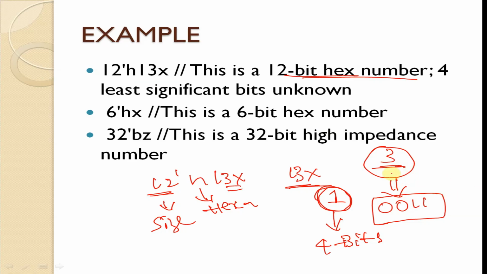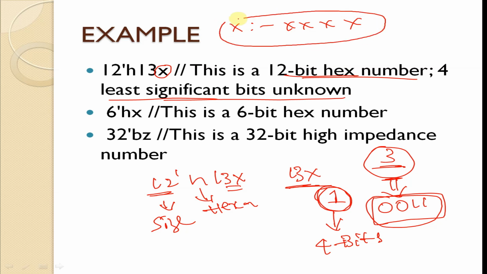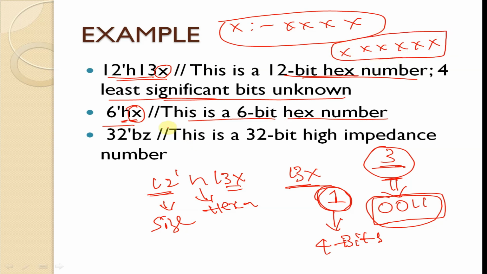Yeah. So for one number, we are having 4 equivalent bits. So for this one unknown value, we have 4. So LSB represents 4 unknown bits. So this is the meaning of this number. And 6 tick hexadecimal X. So this is a 6-digit hexadecimal number where all the 6 values are unknown. So this is the meaning of this. Is this clear for everyone?